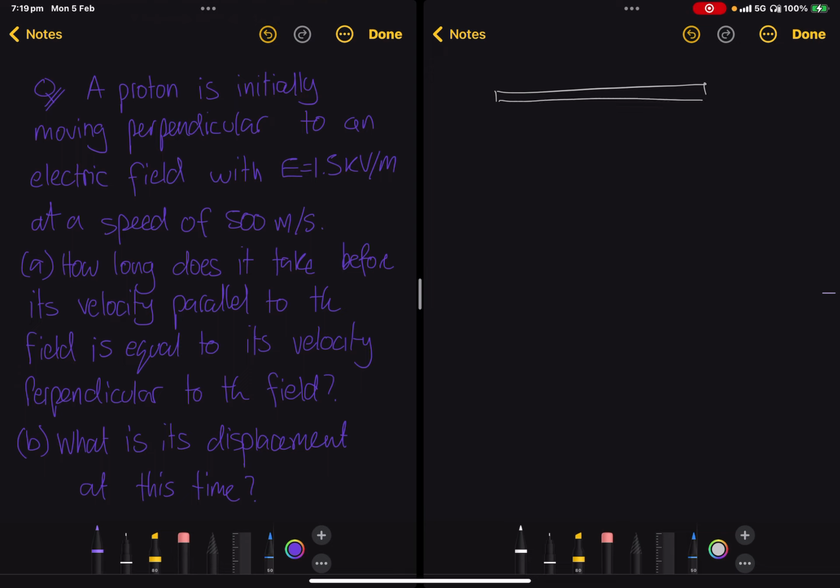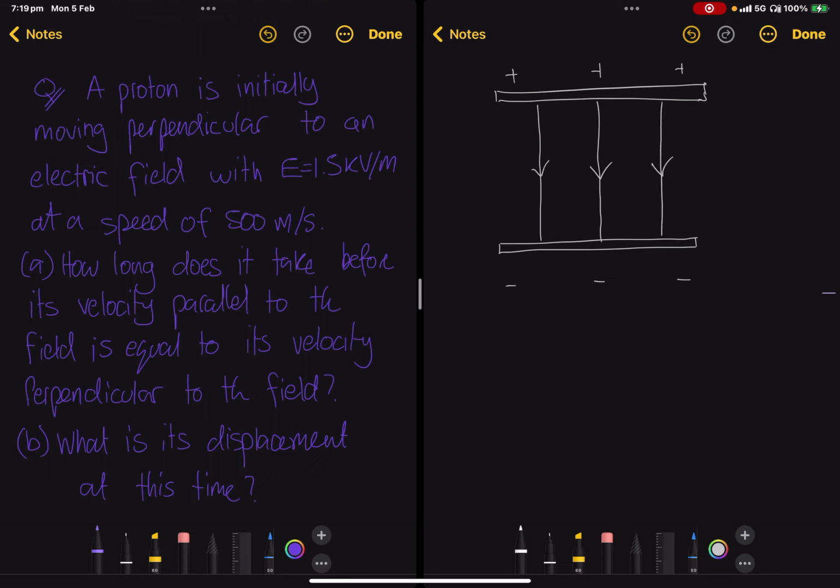Let's make the field this way. Let's draw some parallel plates and then draw a field between them. It actually doesn't matter the way we set this up. So we'll make this positive, we'll make this negative. So in the case where we have a field like this, the standard field lines will go from positive to negative. So we have something along these lines.